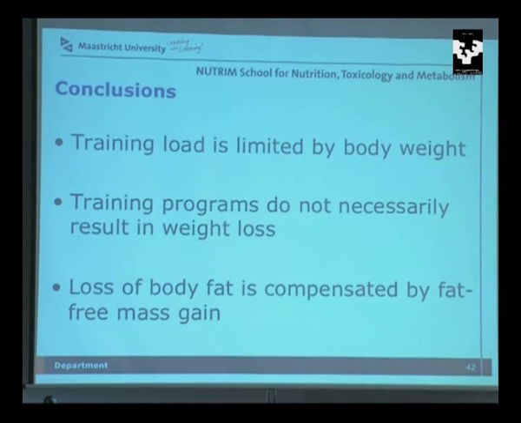I can show a few more slides on what happens during disease, if you like, or I can leave it at this. Disease? You want disease? Okay.